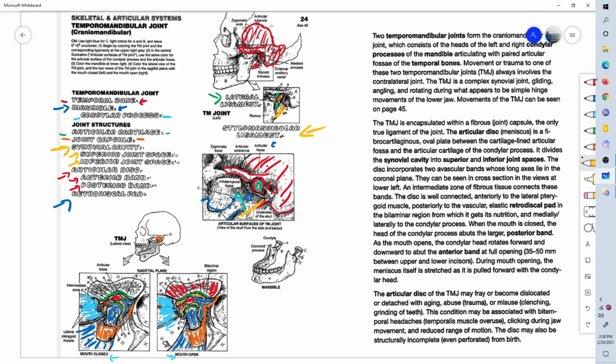And just to review, when the mouth is open, the condyle moves forward. And when the mouth is closed, the condyle moves back into the retrodiscal space along the retrodiscal fat pad. And the articular disc moves forward with the mouth open along with the condyle, and then back as the condyle closes, as the mouth closes.